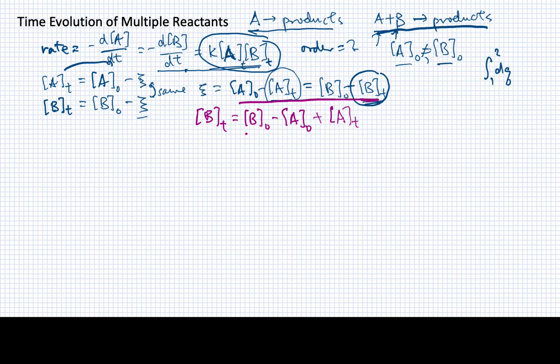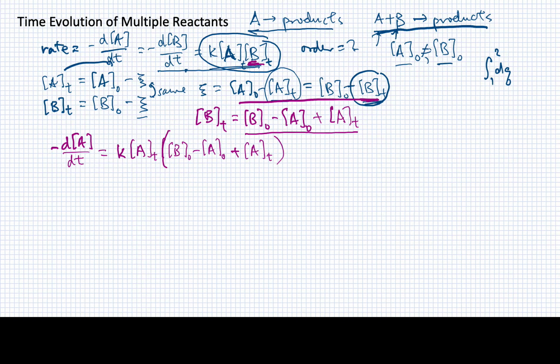Okay, but now I can plug this in for B in this rate equation. So now I'll have a rate equation that looks something like this. It is equal to k times the concentration of A times a big expression, B0 minus A0 plus A.